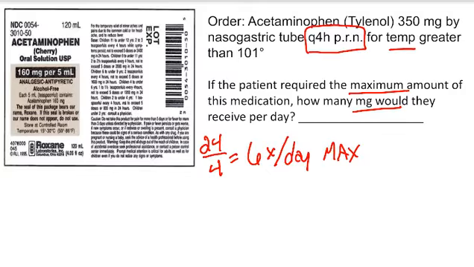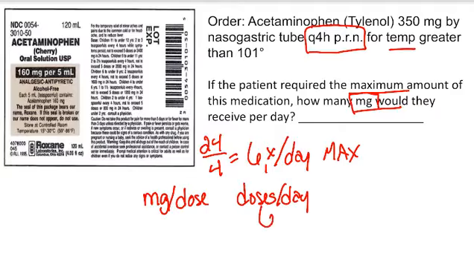So if they required the maximum amount, how many milligrams? So what do I need to know? I need to know how many milligrams per dose and then how many doses per day. And I already calculated that I have 6 doses per day. How many milligrams per dose am I giving? It's 350. I'm going to go to my calculator, multiply 350 times 6, and that's going to give me my max milligrams per day, which is going to be 2,100 milligrams per day.